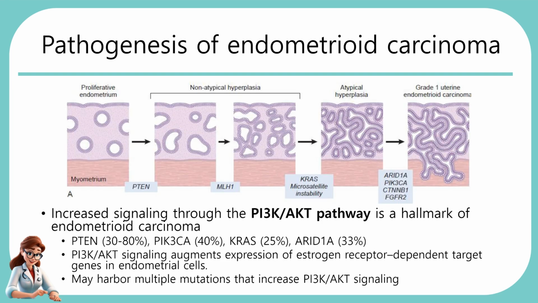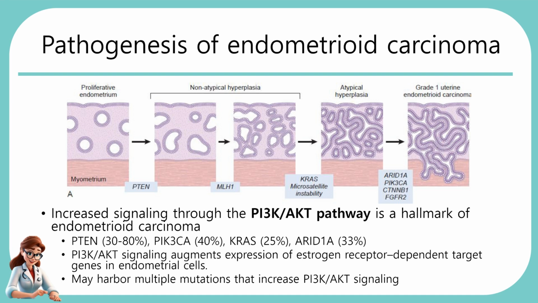Sequencing of the genomes of endometrioid carcinomas has shown that the most common mutations act to increase signaling through the PI3K-AKT pathway, which is a hallmark of this particular tumor type. In hysterectomy specimens containing both atypical hyperplasia and carcinoma, identical PTEN mutations have been identified in each component, supporting the view that atypical hyperplasia is a precursor to carcinoma, and that PTEN mutations occur before the development of overt carcinoma. Mutations in the PTEN tumor suppressor gene are found in 30% to 80% of endometrioid carcinomas.